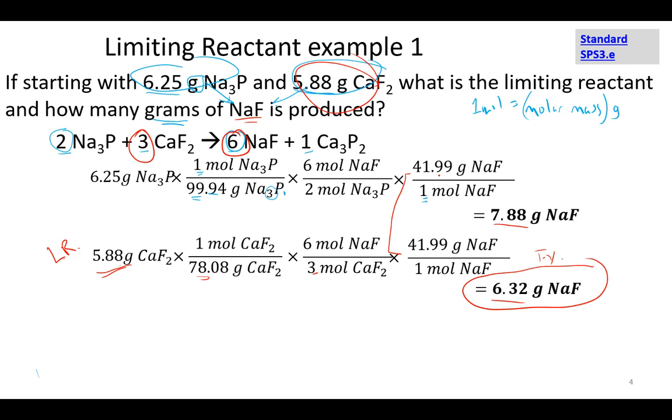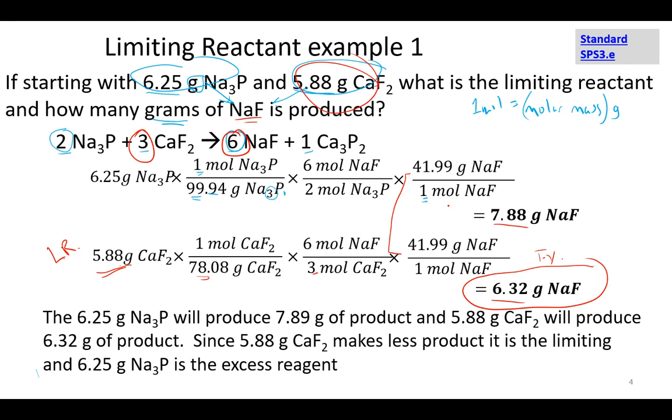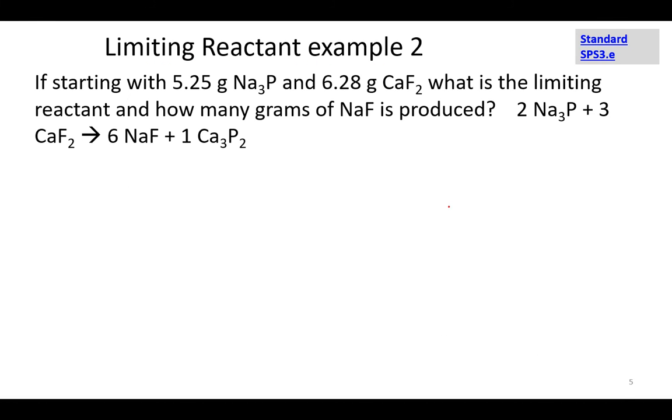So as I said, you are doing an extra calculation by taking it all the way to grams or liters or particles. You're doing one extra conversion, but it's nice because it's consistent. It's the same thing we've been doing with our three-step conversions. So let's look at a second example.